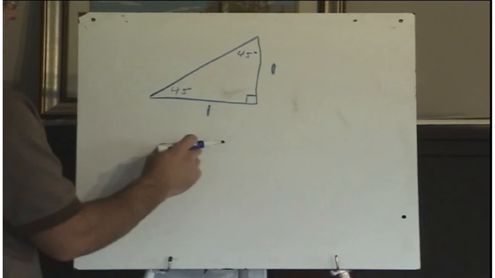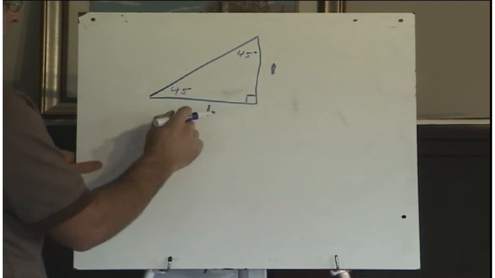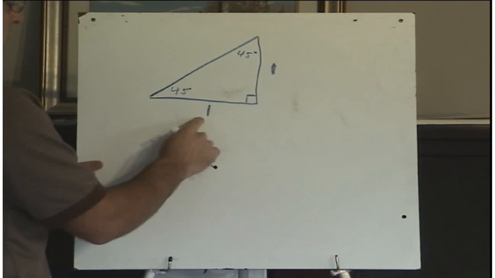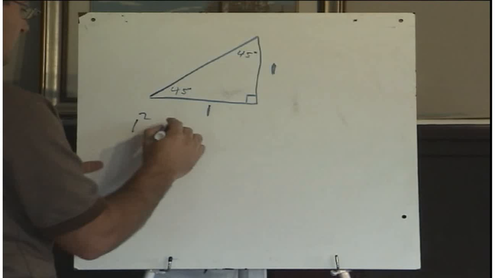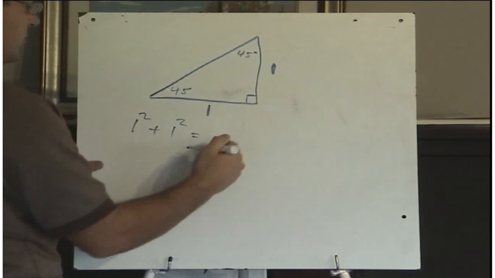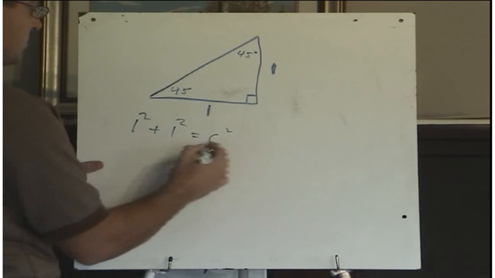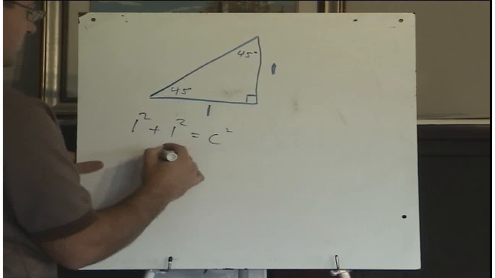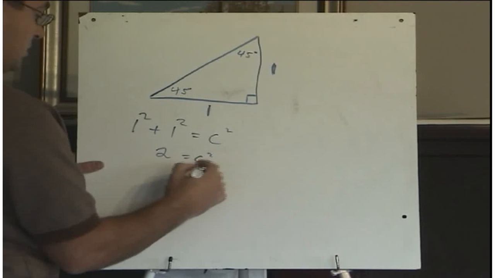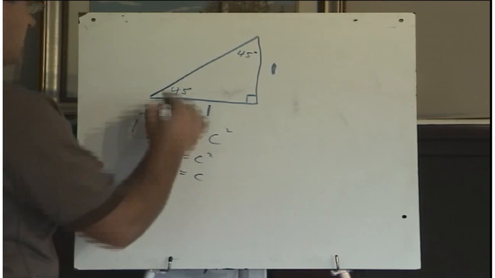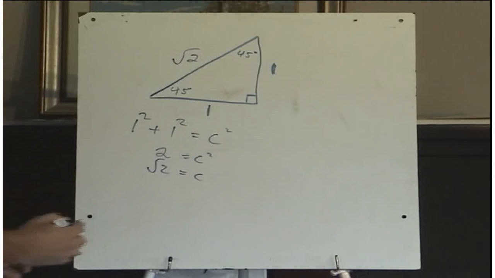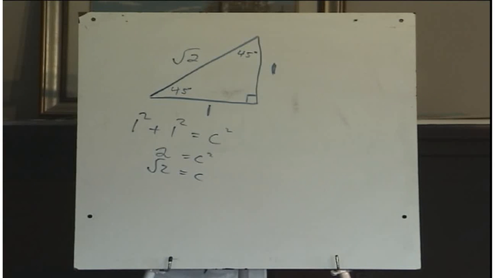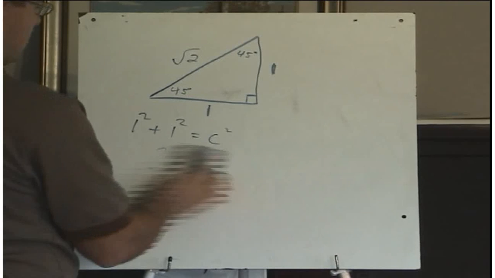And I can determine this side because I can use Pythagoras' theorem. A squared, 1, plus other side squared equals hypotenuse squared. 1 squared plus 1 squared is 2. And square rooting, I get that the hypotenuse would be root 2.